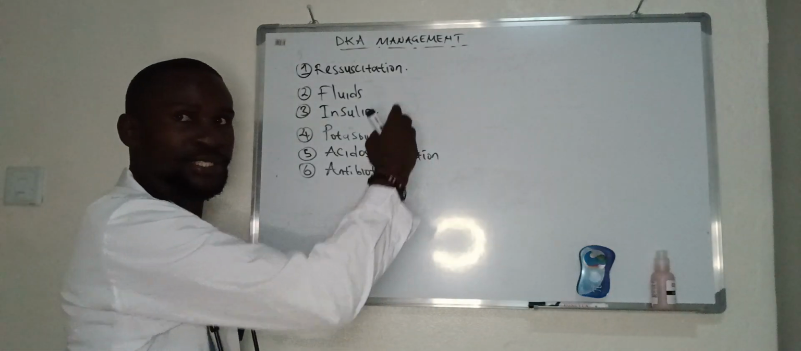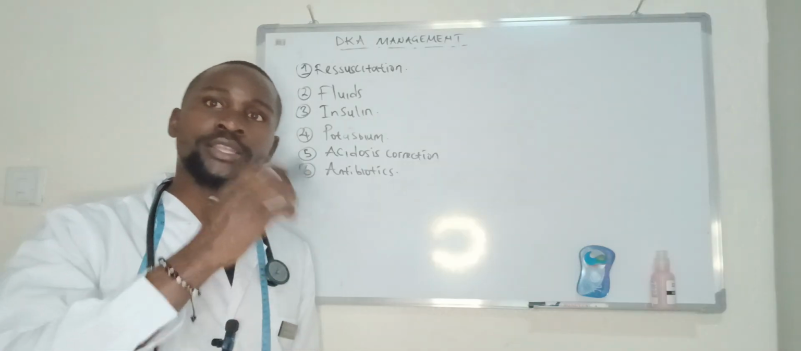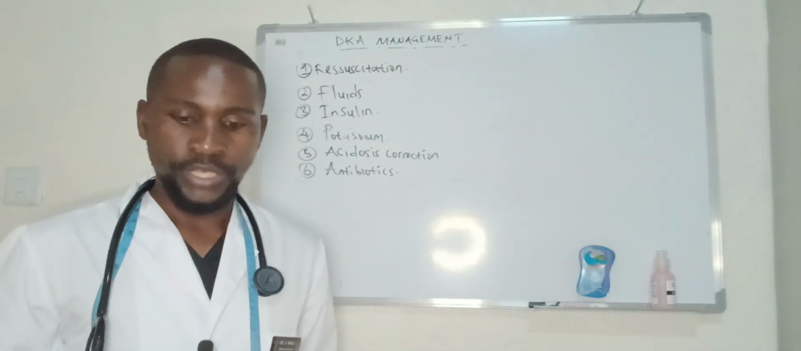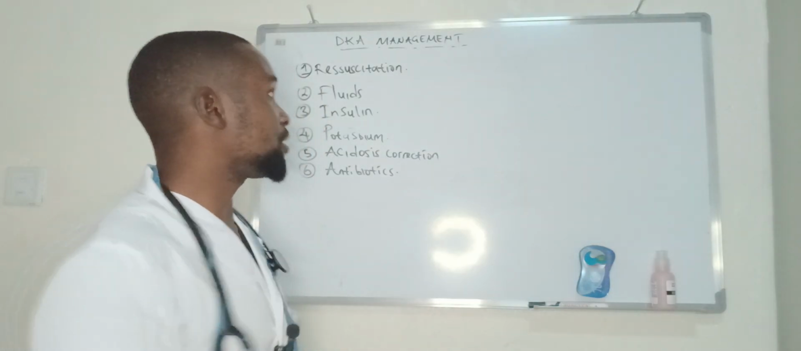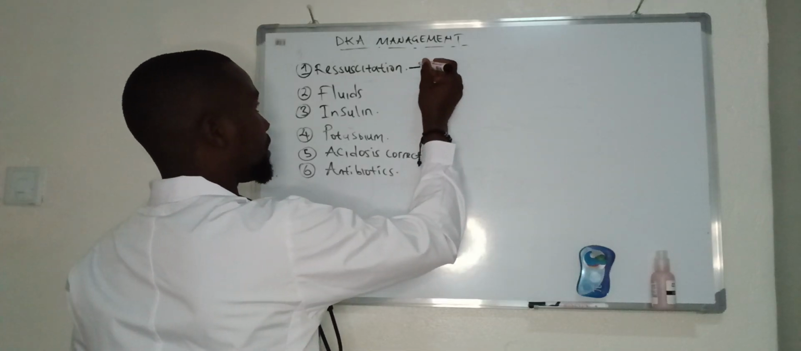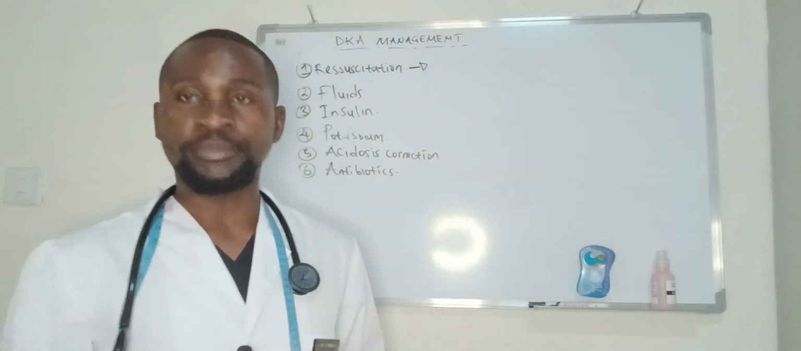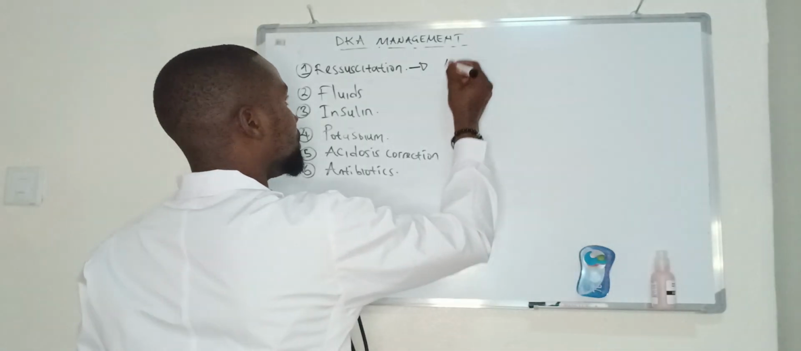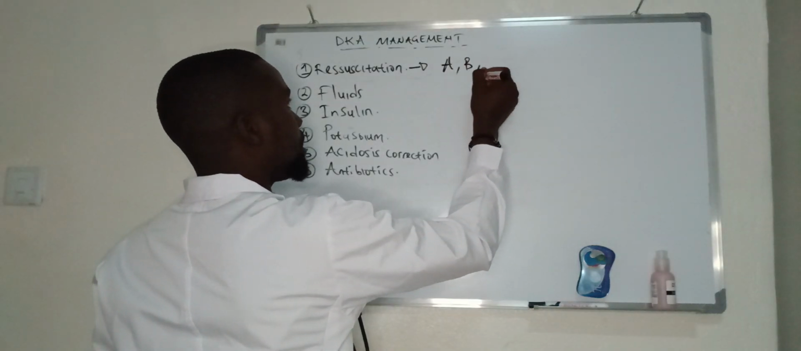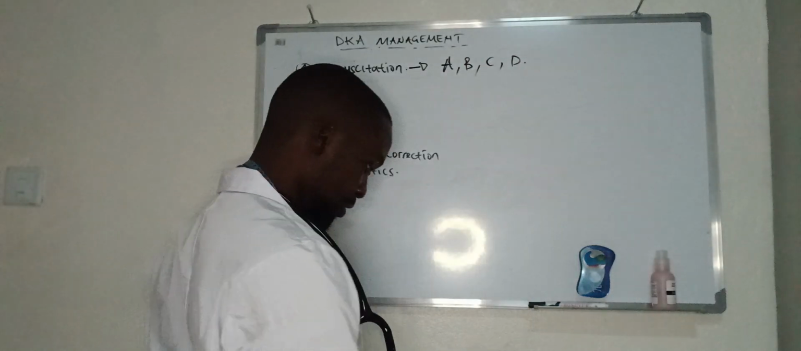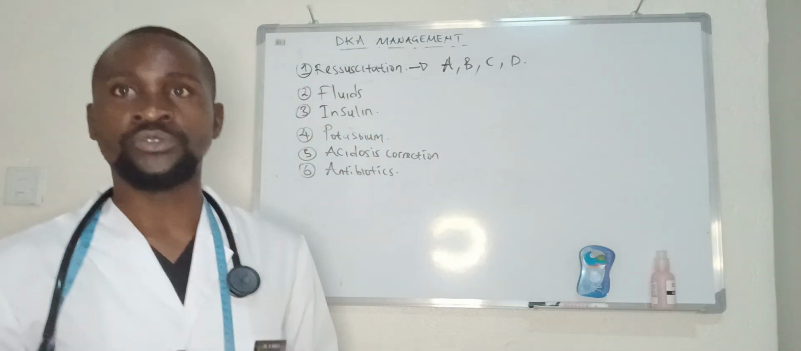So we begin with resuscitation. Remember that DKA is a medical emergency, so this patient needs to be resuscitated immediately. Once DKA is diagnosed, you need to resuscitate this patient using your ABCs, your A, B, C, Ds.